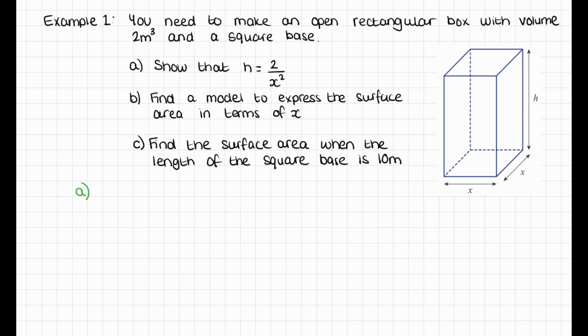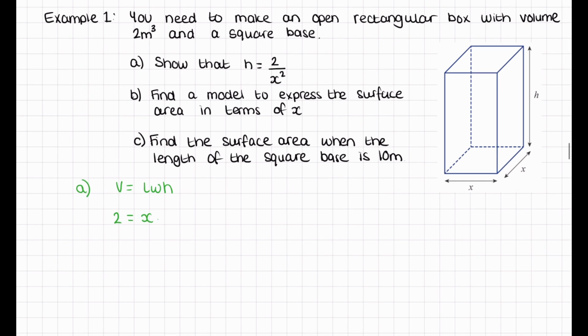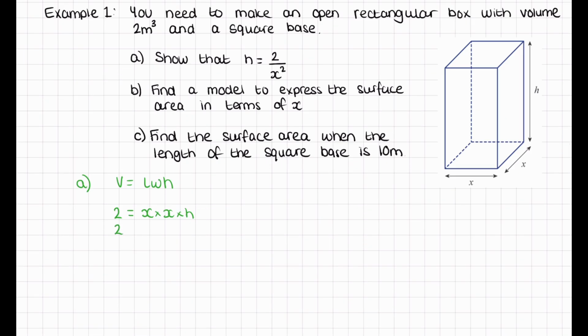So with these questions, often it's really difficult to know where to start. So always just look at the information you've been given in the question and go with that. So we know we've got a rectangular box and a volume of 2 meters cubed. So the volume of a rectangular box is length times width times height. We know the volume is 2 meters cubed, so that would be 2 equals. Then we have length is x, and a height. So if we simplify that, we're going to have 2 equals x squared times h. Then we want the h on its own, so we can divide the 2 by the x squared to get h equals 2 over x squared.